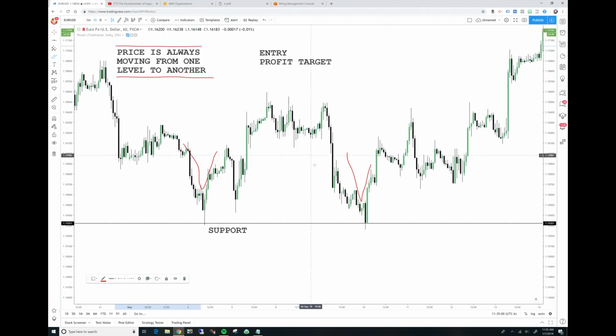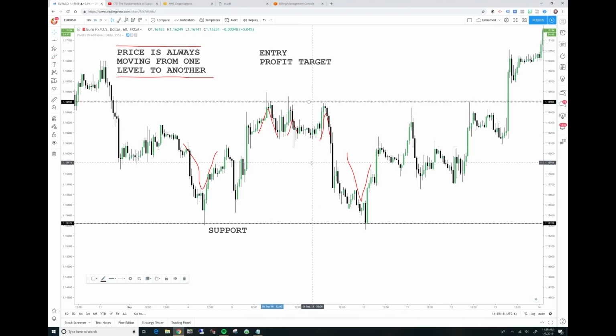So those are horizontal support levels, but you can also have horizontal resistance levels. Look at this area right here. That's a nice inverted V, and so is that. There's three of them really. They basically happen all around the same area.